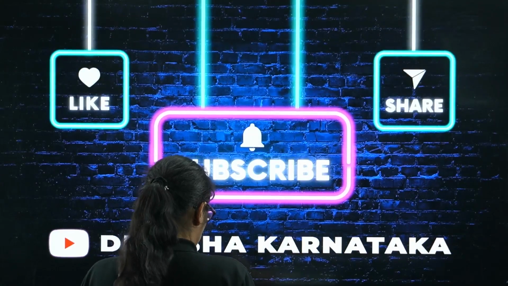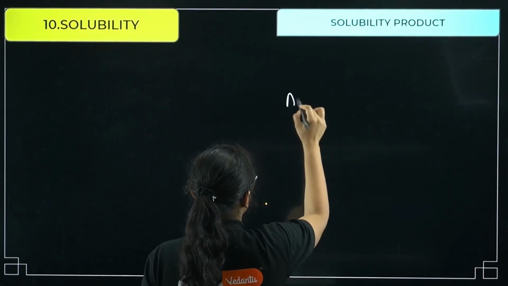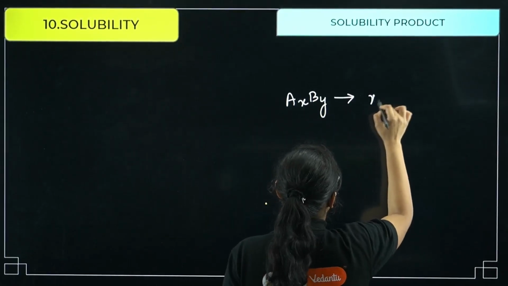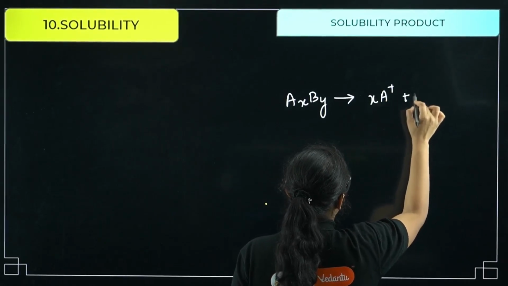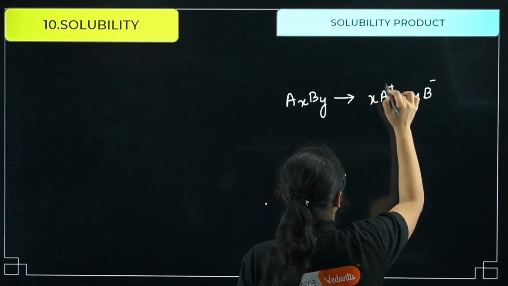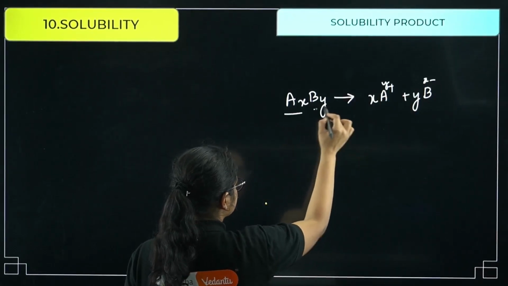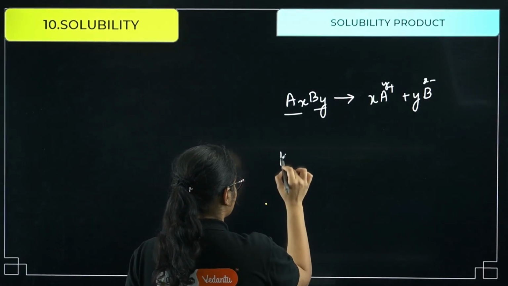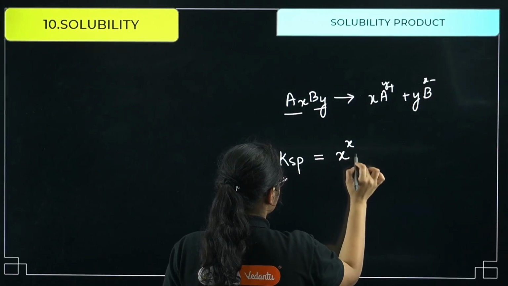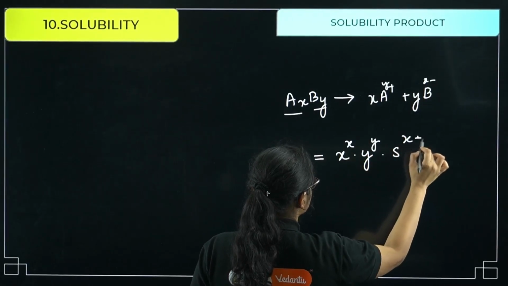Next, coming to the last topic, solubility product. Suppose you have a salt like AxBy. How will it dissociate? It will give you x times A plus and y times B minus. For any salt of AxBy, the solubility product is denoted as Ksp, and it is x to the power of x, y to the power of y, S to the power of x plus y.